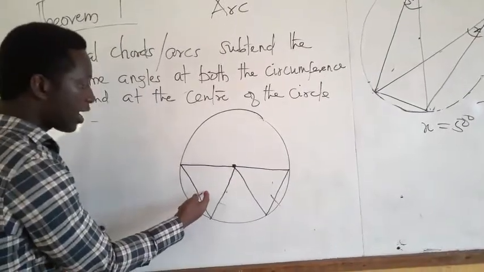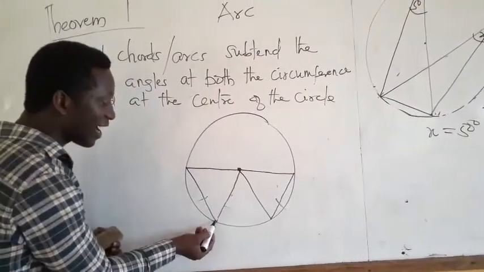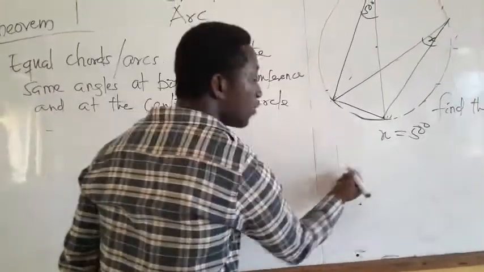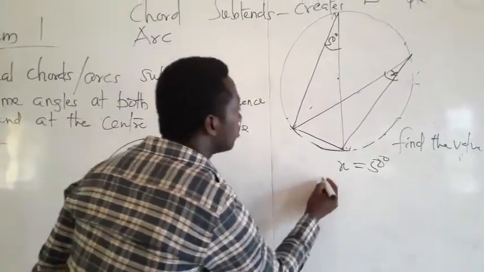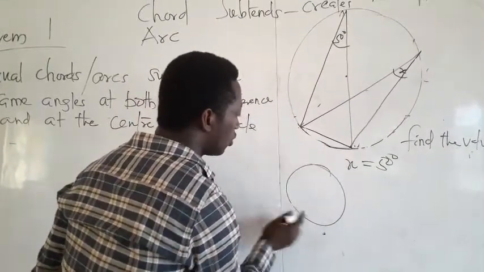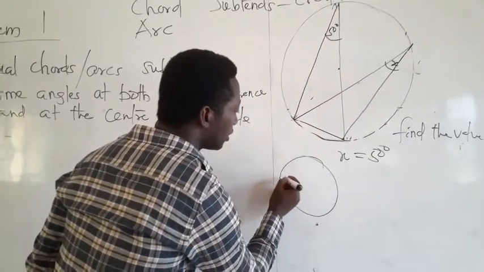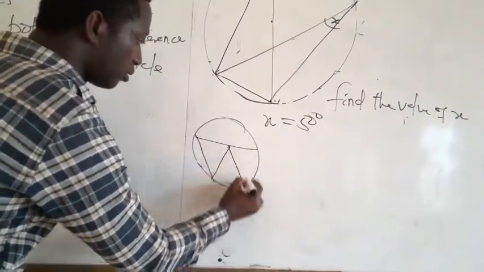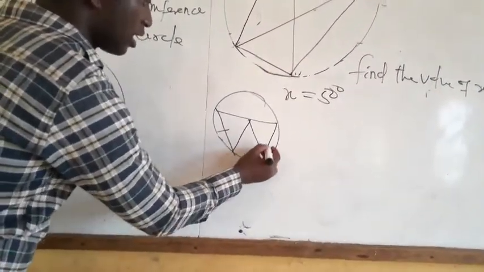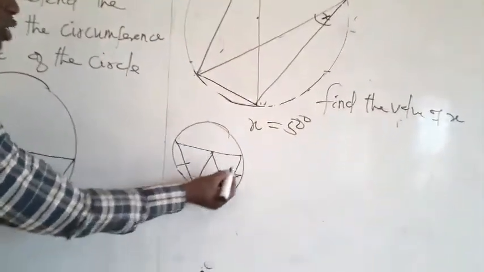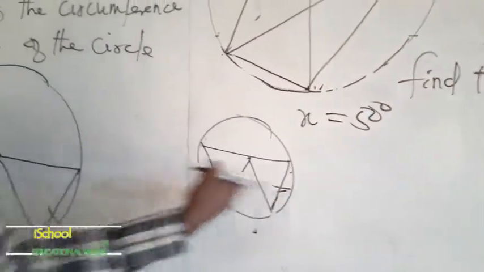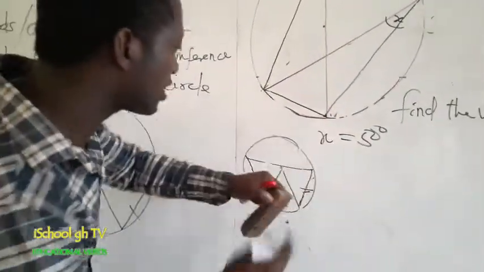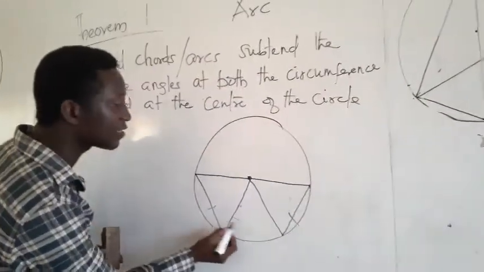Anytime I make this mark, it means that this line is equal to this line. Anytime in mathematics, that is how we do it. If I make a different mark here, that means this line is not equal to this line. So the marks should be the same. If it's one mark here, it should be one mark here. If it's two marks here, it should be two marks here. So this means that this line is equal to this line.